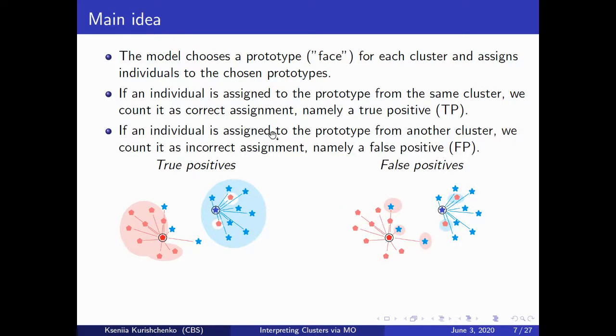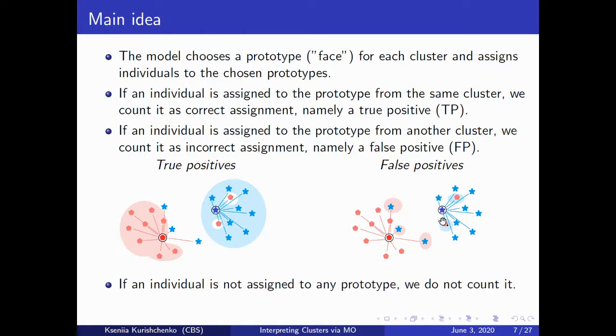And if an individual is assigned to a prototype from another cluster, we count it as an incorrect assignment and call it a false positive. It could be that some individuals from another cluster will be assigned to that prototype. Then we should count it as an error, like false positives. Also, in one model, there could be individuals that are not assigned to any prototype. So we can have individuals from the other cluster, from here for example, which are not assigned to that prototype, but we don't count it.